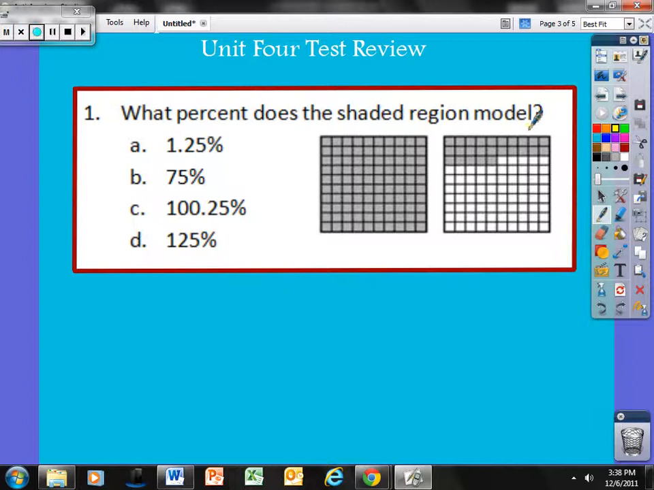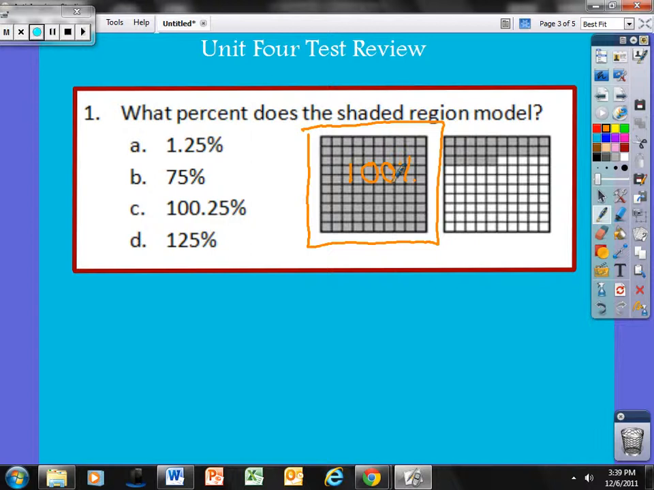Looking at that, I ask myself, this looks like one whole shape. I have 1, 2, 3, 4, 5, 6, 7, 8, 9, 10, and 1, 2, 3, 4, 5, 6, 7, 8, 9, 10. That is a 10 by 10. 10 times 10 is 100. So I have 100% of this shaded in.